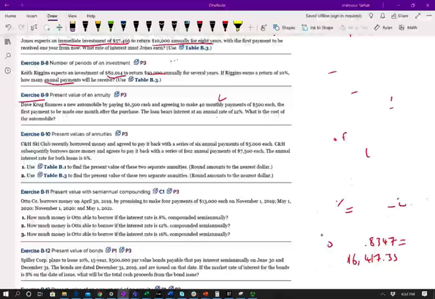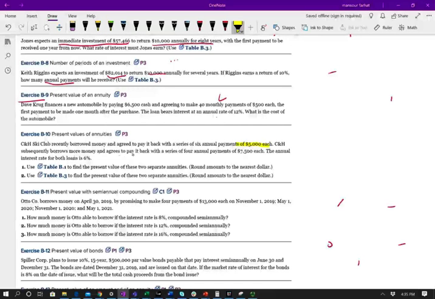exercise 10. Okay, C&H Ski Club recently borrowed money and agreed to pay it back with a series of six annual payments of $5,000. So this looks like an annuity. Okay, C&H subsequently borrowed more money and agreed to pay it back with a series of annual payments of $7,500. The annual interest rate for both loans is 6%. Okay, so here it says use tables to find the present value of these two separate annuities. Use table B1 and use table B3. So what they want us to do is use table B1, which is to find the present value individually, okay? Then use table B3 to find the present value all in one shot.